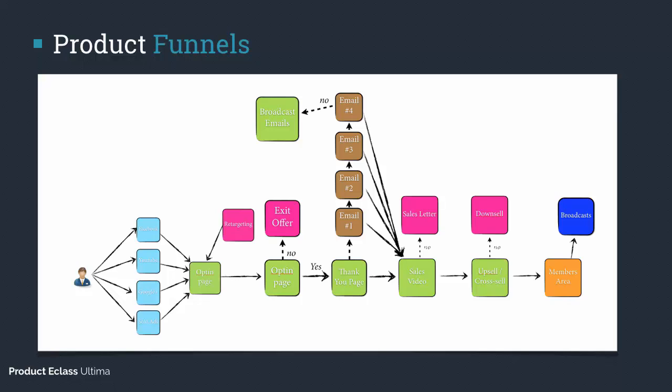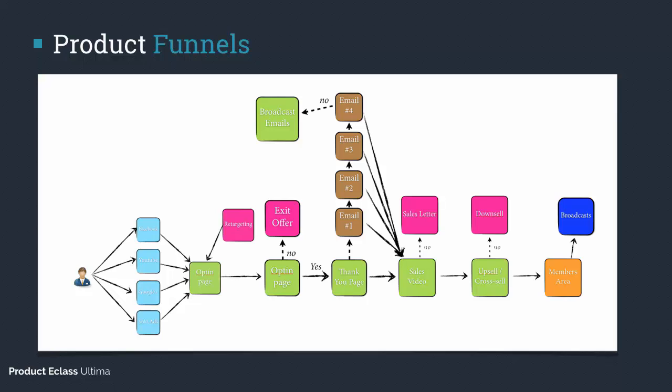Now you can generate traffic via Facebook, YouTube, Google Plus, solo ads, affiliate traffic, and other areas, and we'll talk about traffic in a different product e-class module. And by the way, you can skip some of these processes too. You have the option of either taking them to an opt-in page or a sales page. And we can skip from the opt-in page all the way.